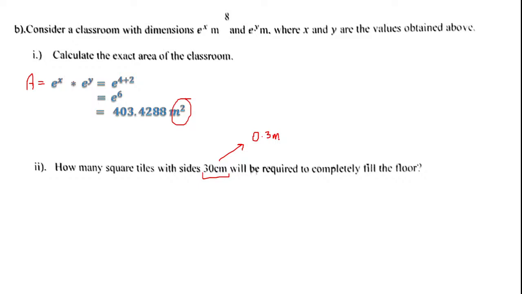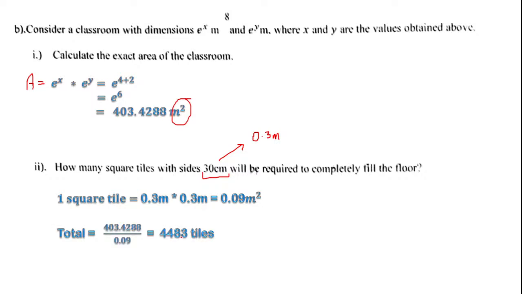A square tile means that the length is equal to the width, right? So what will be the area of one square tile? The area will be 0.3 meters times 0.3 meters, which is equal to 0.09 square meters. So the number of tiles to tile this floor should be equal to the total surface area of the floor, that is 403.4288, divided by the area of one tile.